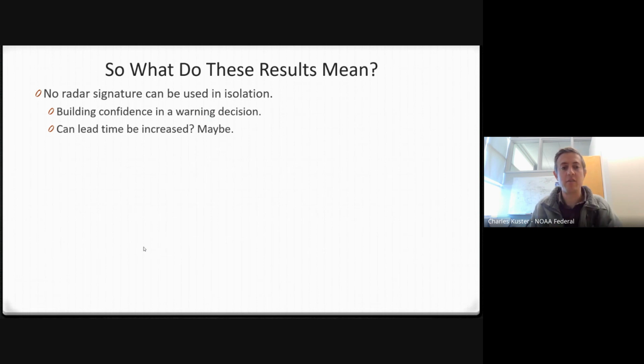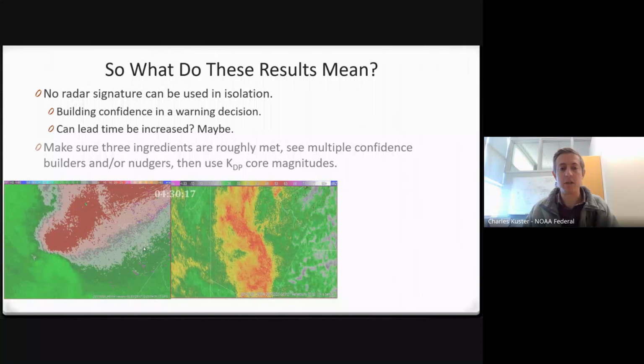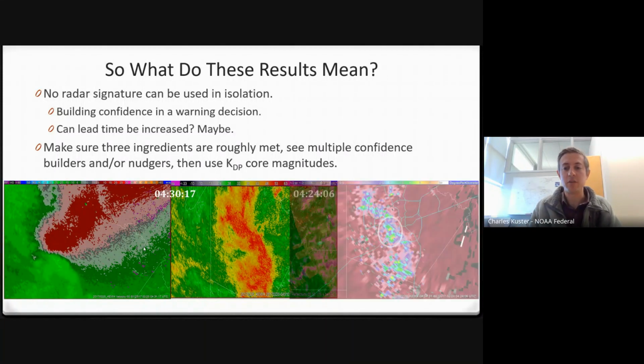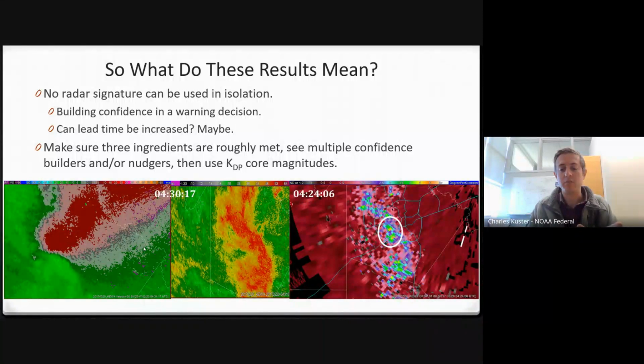I think the key would be making sure the three ingredients are roughly met. You start to see some other confidence builders. Maybe even KDP cores are one of those confidence builders, but you see a Z drop, you see a surge. And then when you start to see those things, maybe then you jump up to the mid-levels, look for that KDP core, see how strong it is really quick, go back a couple volume scans, forward a couple volume scans, see how strong it is.